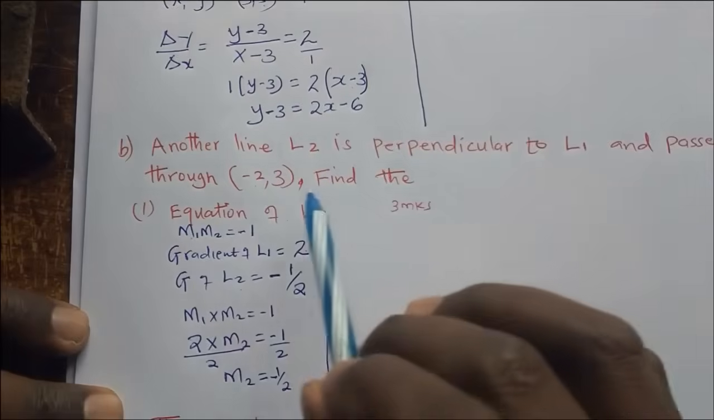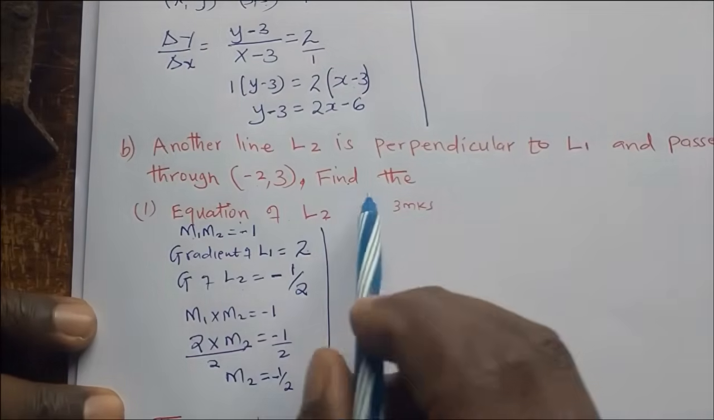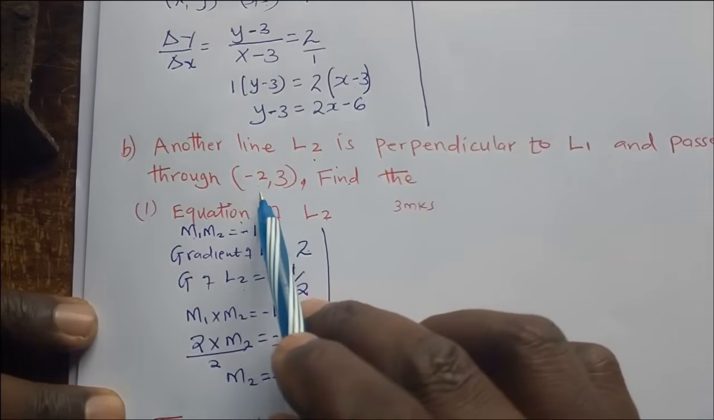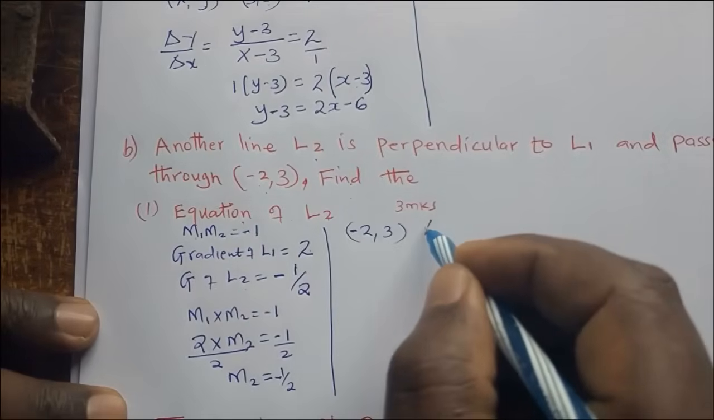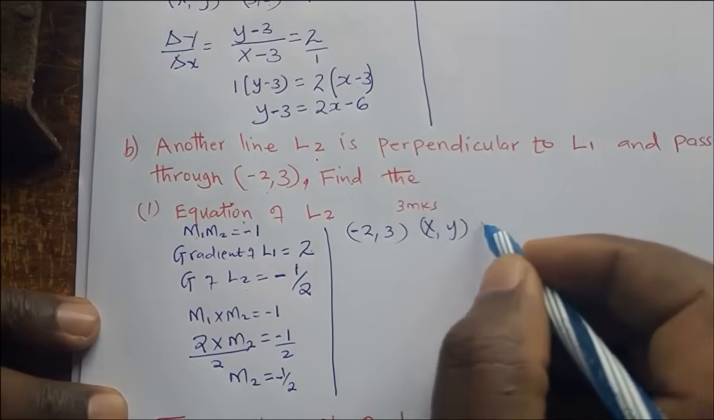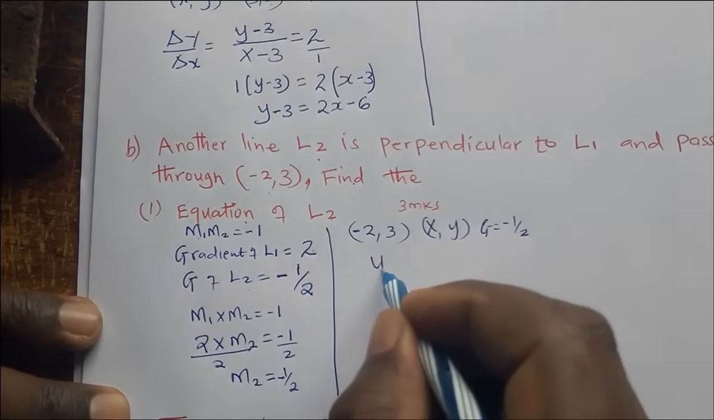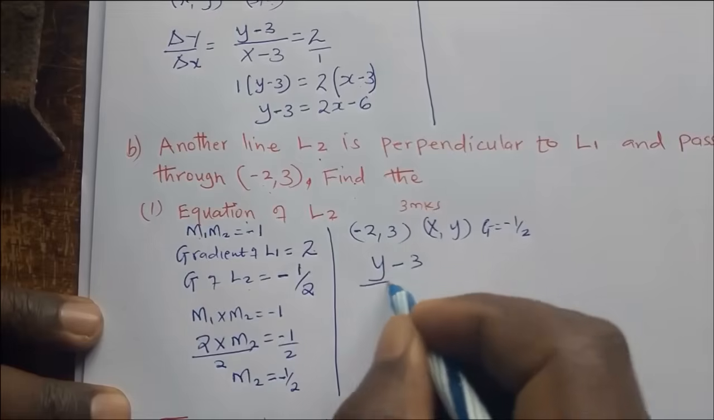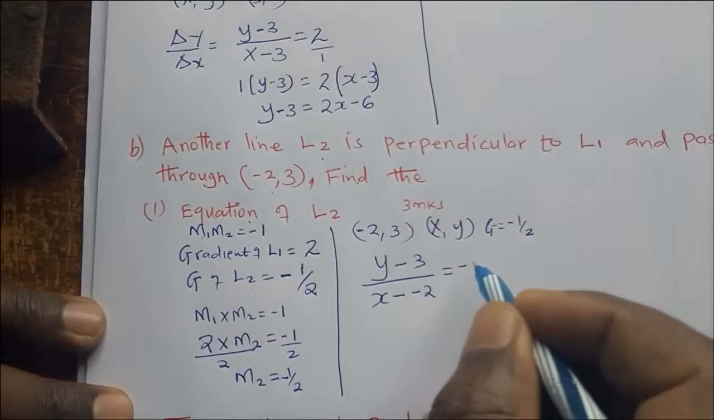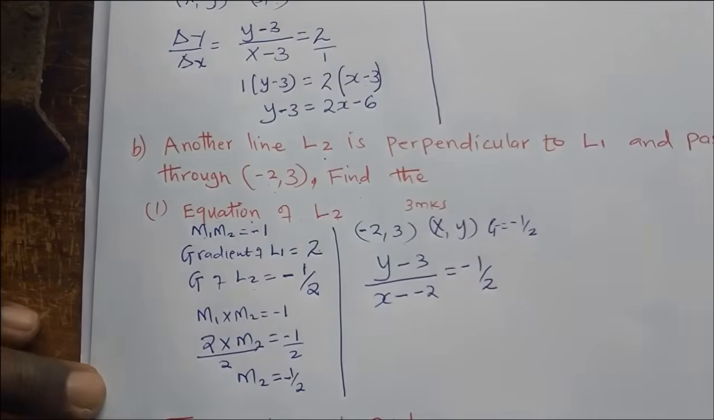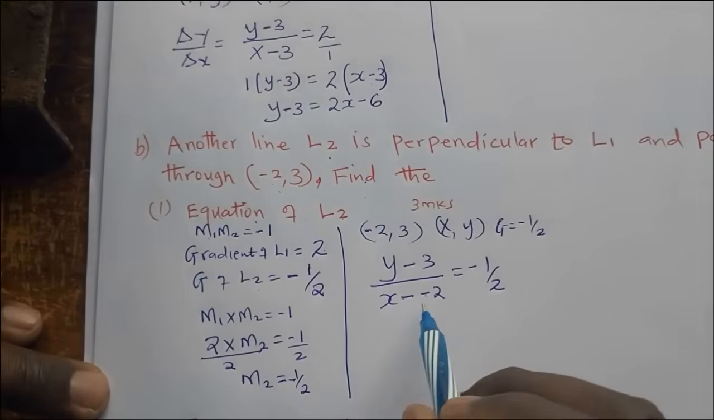Now we are looking for the equation. But we have been told that the line L2 passes through this point. Now we have the point negative 2, 3. We have the general point x, y. And we have the gradient, which is negative 1/2. So what you do, y minus 3 over x minus negative 2, the answer is negative 1/2. Right? A negative times a negative, the answer is positive.